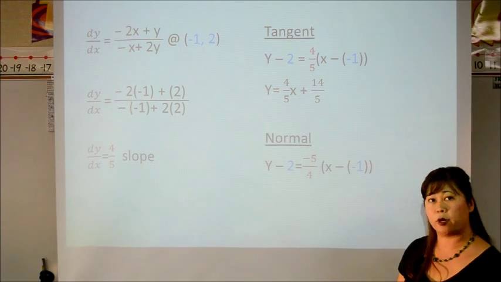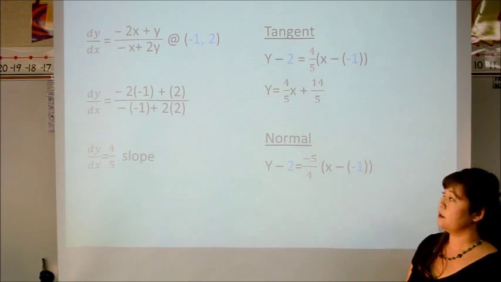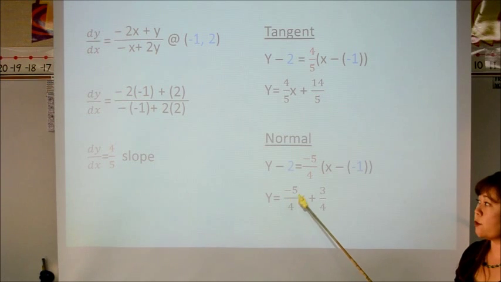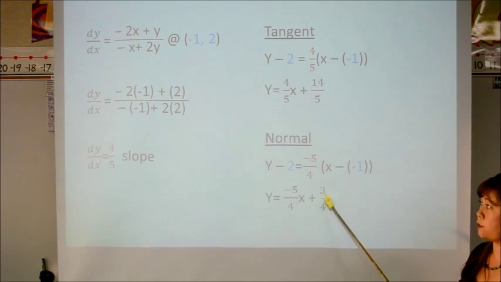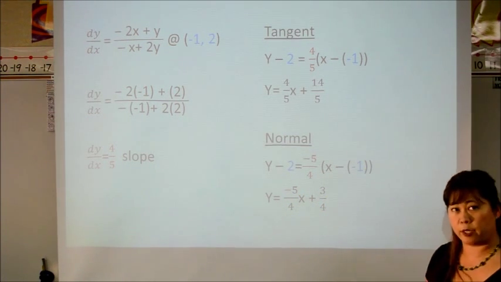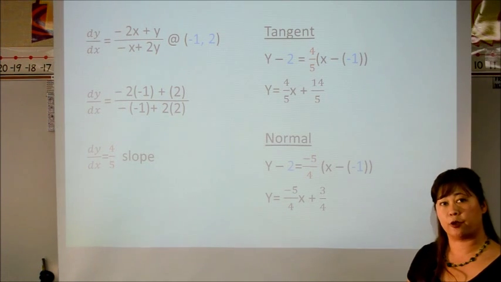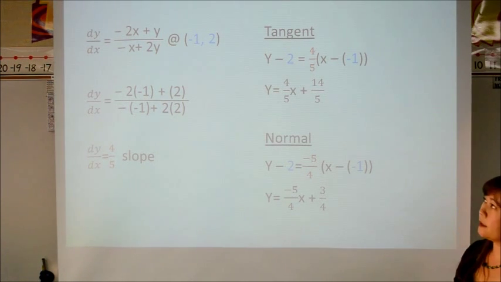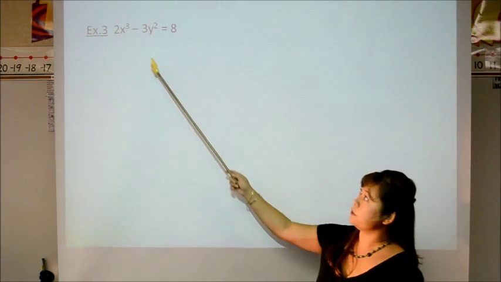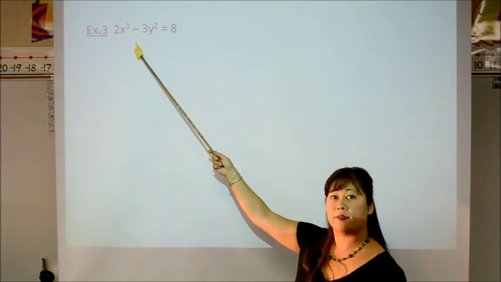If not, I'm just going to go ahead and give you the answer. Okay? So did you get y equals -5/4x plus 3/4? If you did, well done. If you didn't, go back again, check your Algebra 2. Okay? All right, the next one is the third example, which was the second derivative implicit.